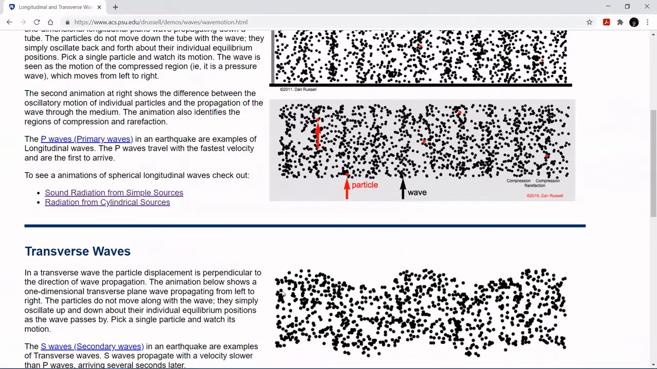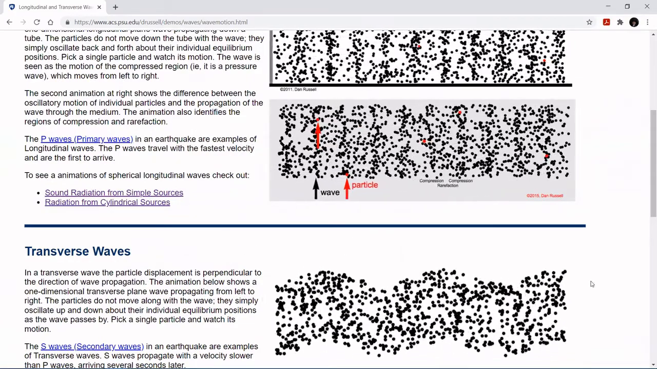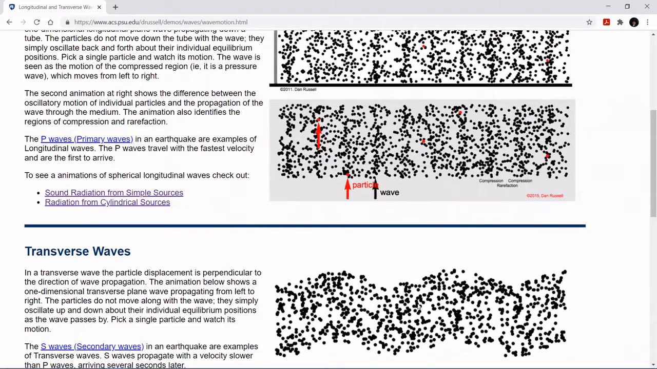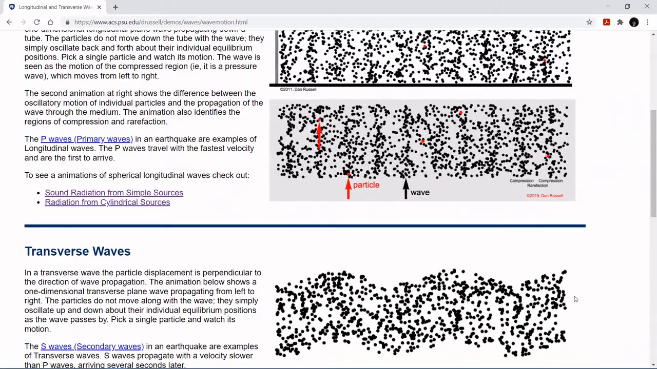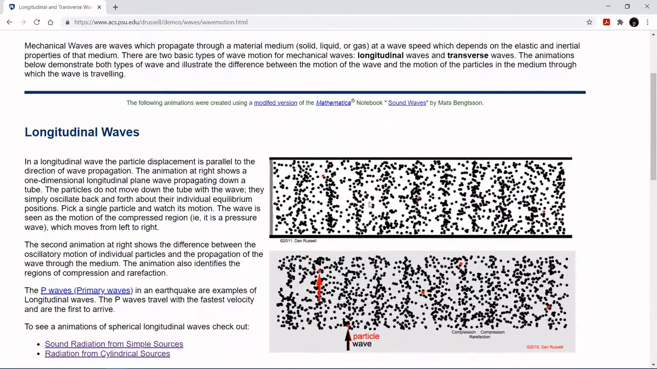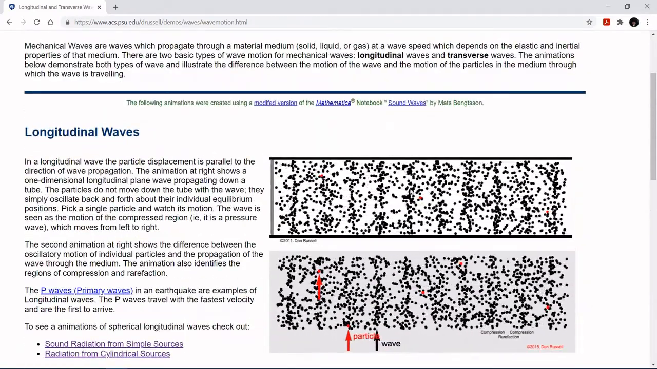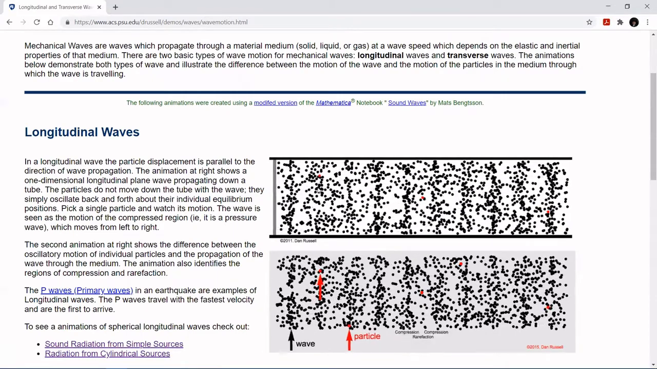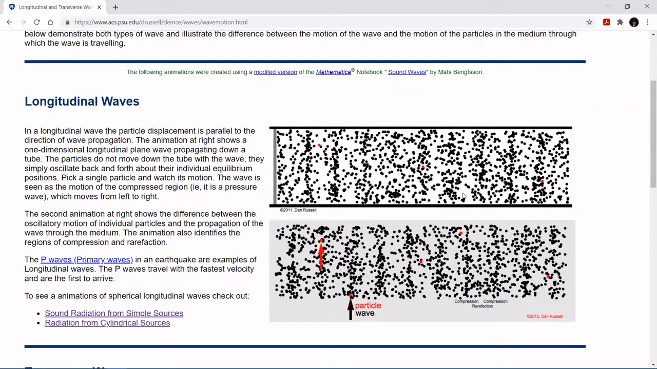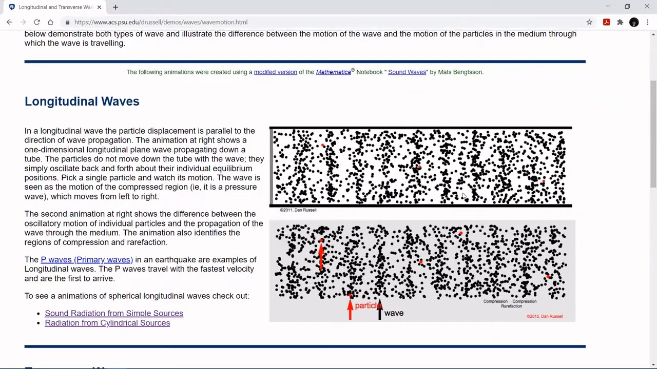In both of these waves, the energy flows from left to right, but for transverse waves, the particles are oscillating up and down. That's perpendicular or transverse to the direction of the energy travel. Whereas with longitudinal waves, the particles oscillate left and right, which is parallel to the motion of the energy. And we'll be concerned with both types of waves.